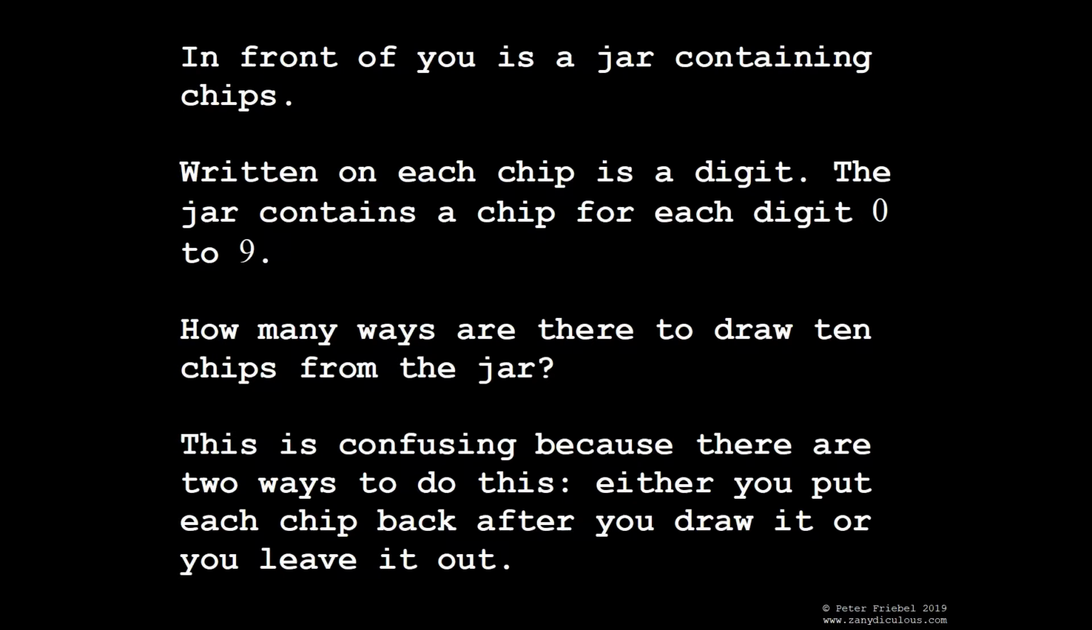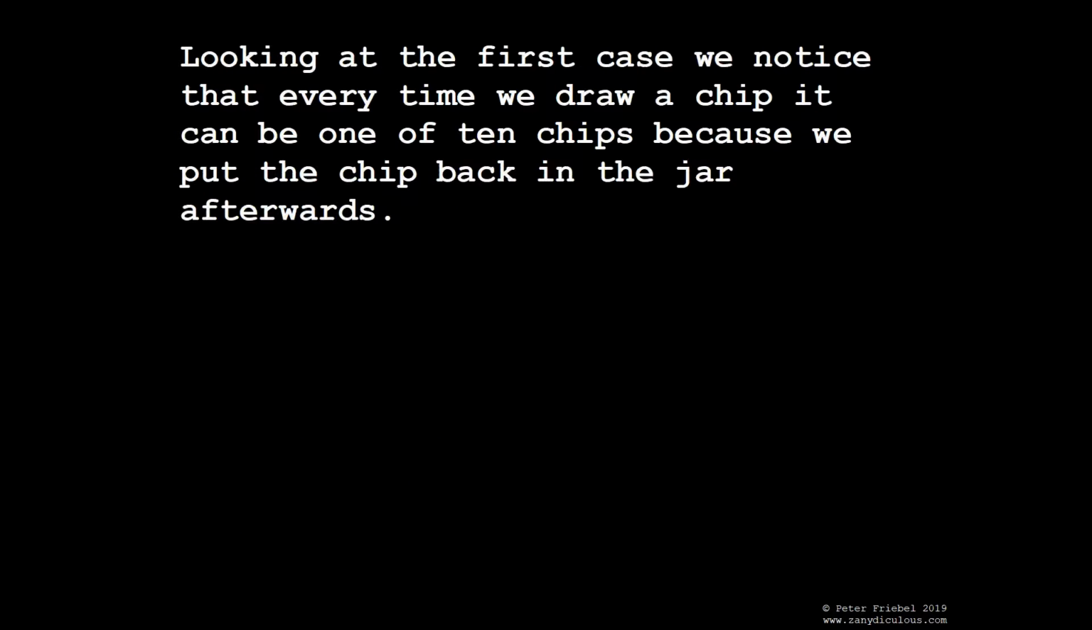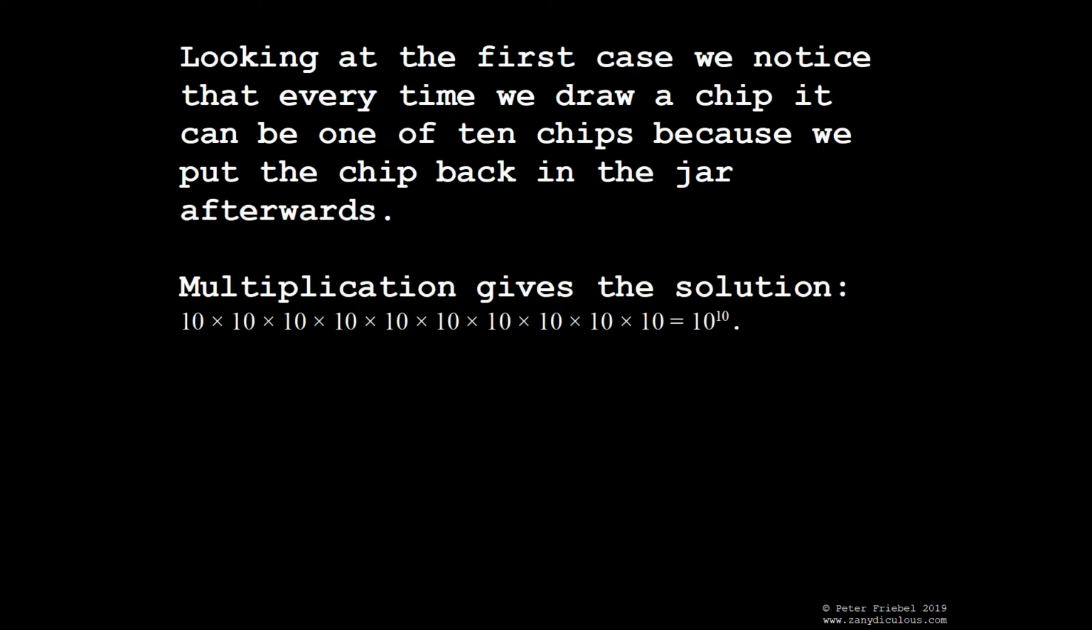This is confusing because there are 2 ways to do this. Either you put each chip back after you draw it, or you leave it out. Looking at the first case, we notice that every time we draw a chip, it can be 1 of 10 chips, because we put the chip back in the jar afterwards. Multiplication gives the solution. 10 times 10 times 10 times 10 times 10 times 10 times 10 times 10 times 10 times 10, or 10 to the power of 10.